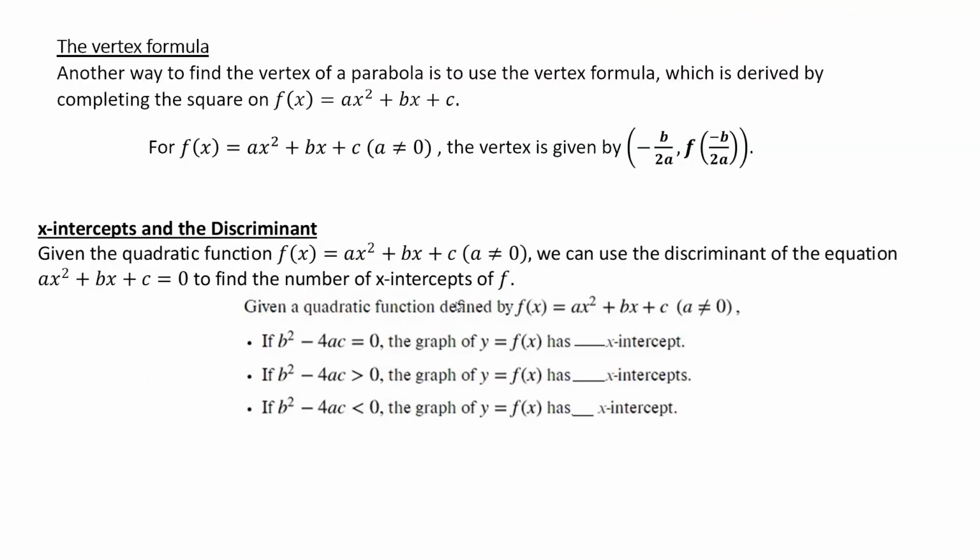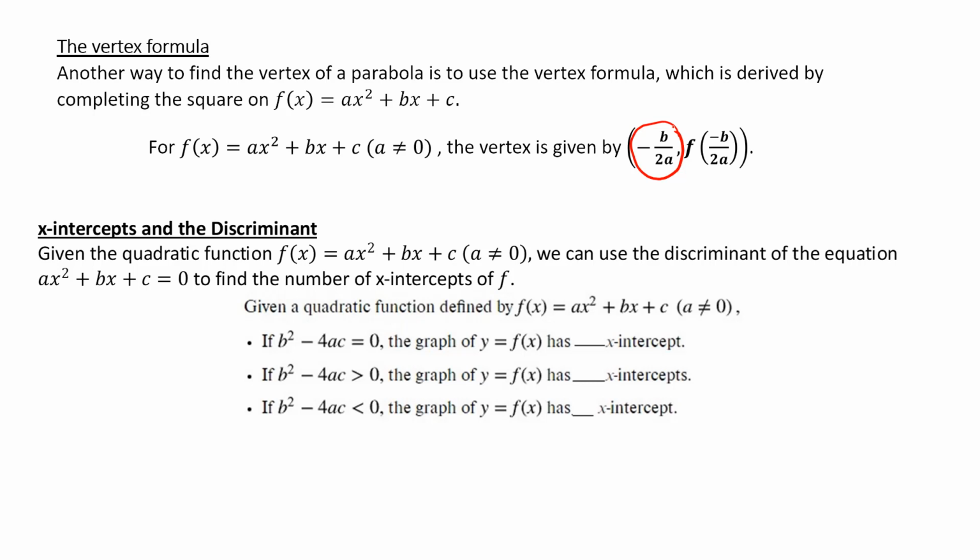Okay, the vertex formula. Another way to find the vertex of a parabola is to use the vertex formula, which is derived by completing the square for ax squared plus bx plus c. So the vertex is going to be negative b over 2a, f of negative b over 2a. So that's the vertex formula.